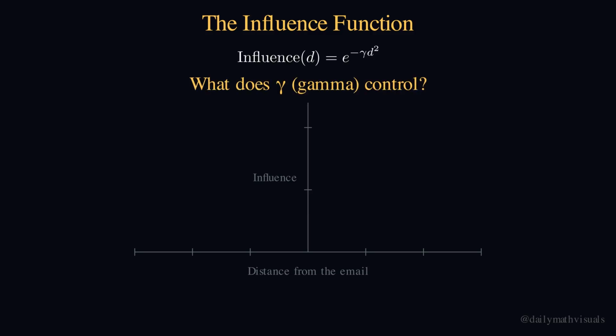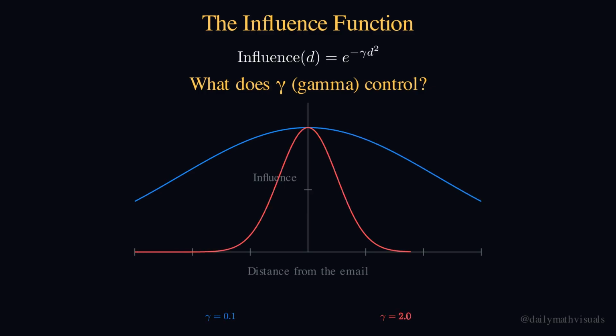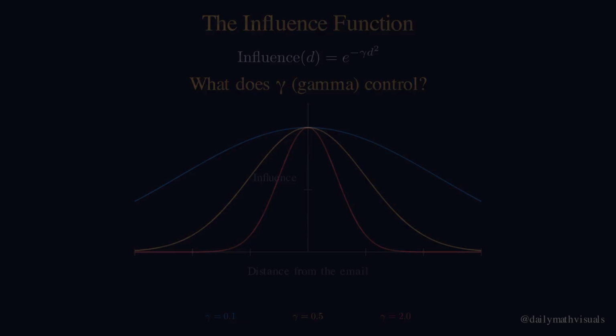The gamma parameter controls how quickly influence fades. Low gamma means wide influence. The curve spreads far. High gamma means narrow, local influence. Only very close points matter. Medium gamma is a balance. This controls how strict or loose your classifier is.